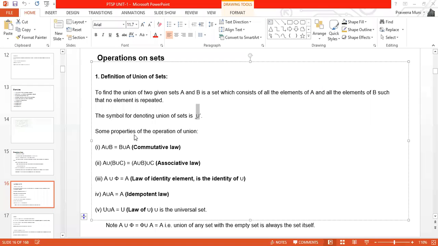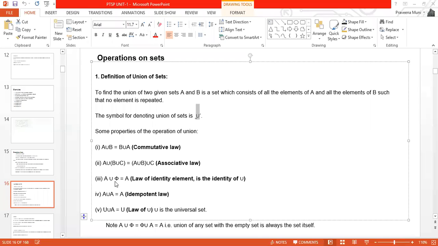Now we have some of the properties. The union will satisfy the commutative property: A union B is equal to B union A, because we are combining all elements of A and B such that no element is repeated. And (A union B) union C is equal to A union (B union C), so it is called the associative law.